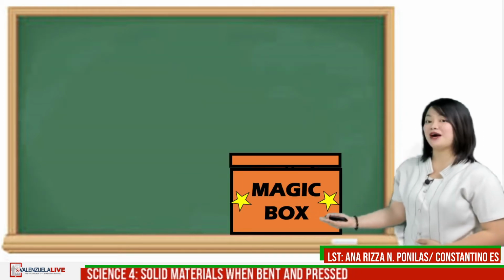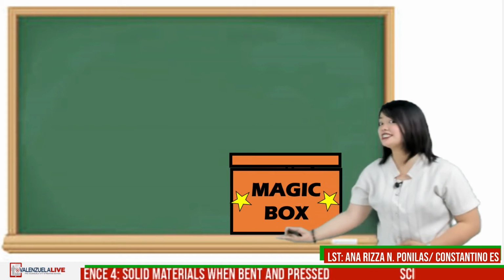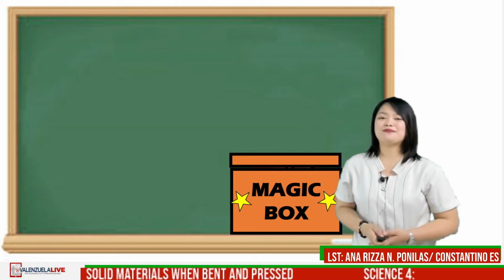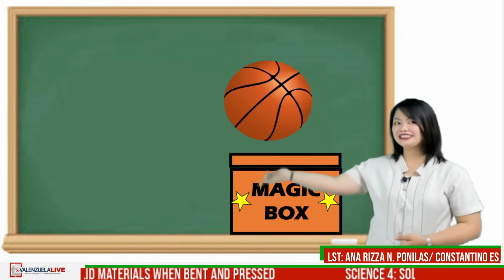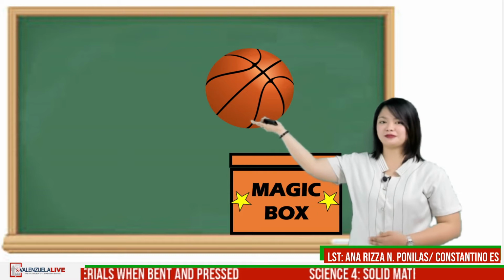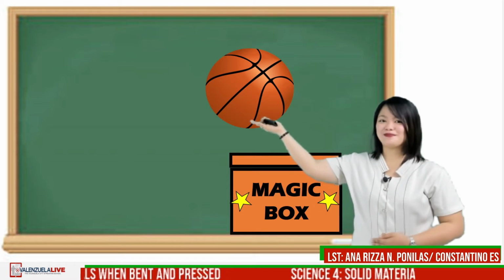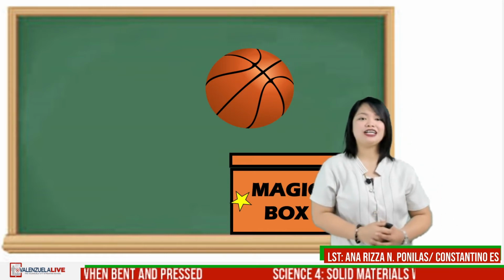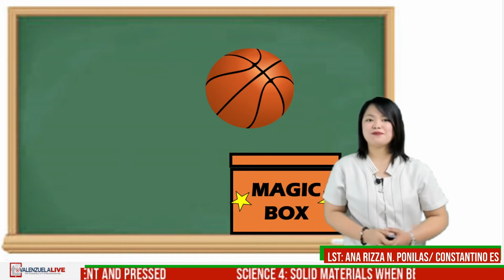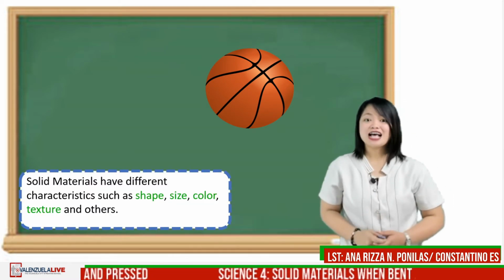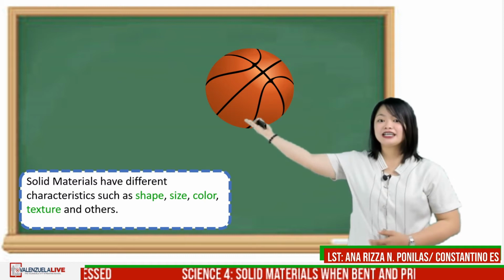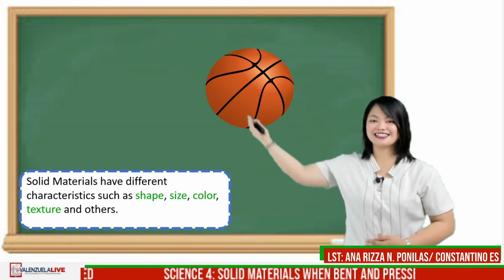I have here a magic box. Can you guess what is inside the box? It is round, it has color, it is rough, and made up of rubber. Yes, it is a ball. A ball is what state of matter? Good. The ball is solid. As I mentioned earlier, the ball is round, it has color, it is rough, and made up of rubber. Remember, solid materials have different characteristics such as shape, size, color, texture, and others.